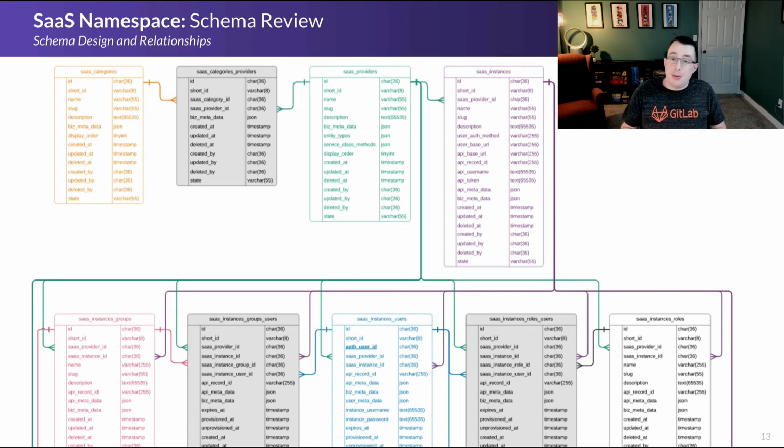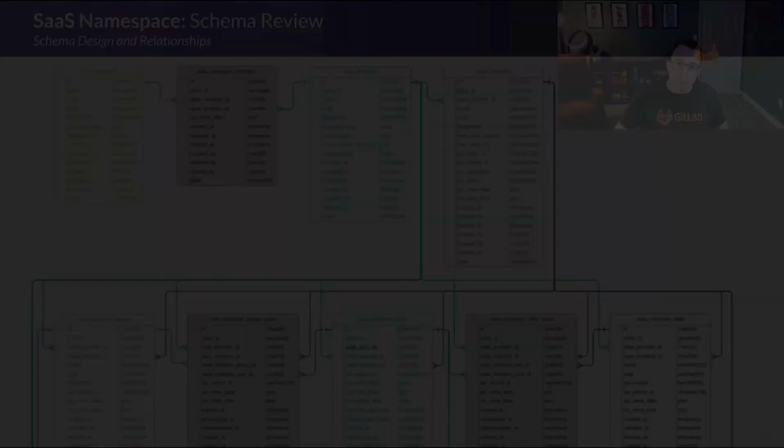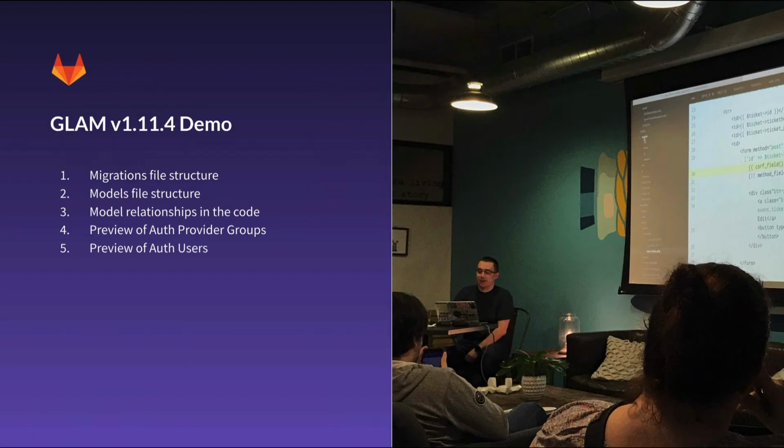So that's what the SaaS namespace is all about, right? It's tracking all the tech stack apps and all the IAM and RBAC interdependencies within that sphere and that world, if you will. All right, so let's do a little bit of a demo.